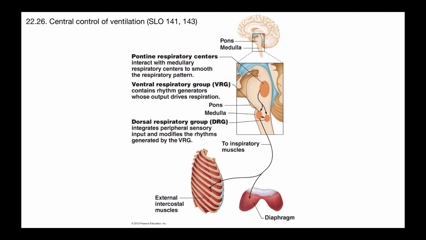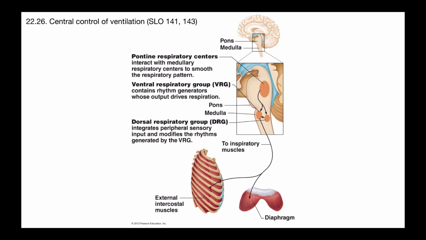Okay, so to finish up, let's talk about how ventilation is controlled. Now, we know that ventilation is kind of automatic, but it's not autonomic. The diaphragm and the intercostal muscles are skeletal muscles. Skeletal muscles are controlled by somatic nerves, not by autonomic nerves. Now, there are centers in the pons as well as in the medulla that are responsible for setting up your baseline rhythm of ventilation, but also modifying that depending on information about the chemistry of the blood that comes in from the periphery.